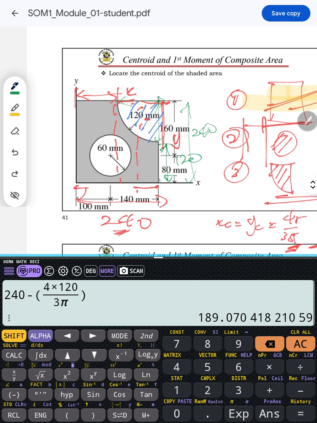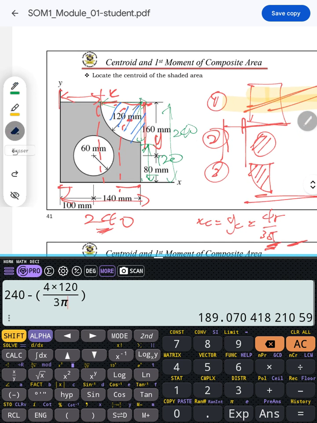Then again, we can still do the same thing: we just move to the full extent, which is from here to here, which is 240.